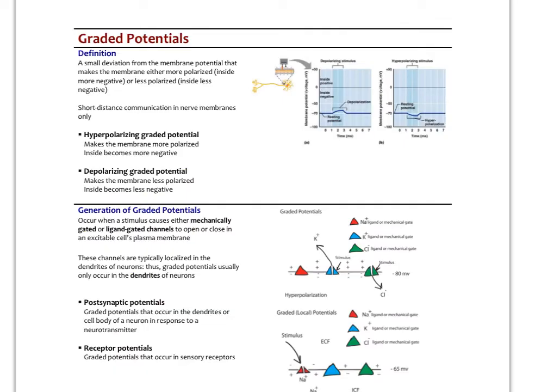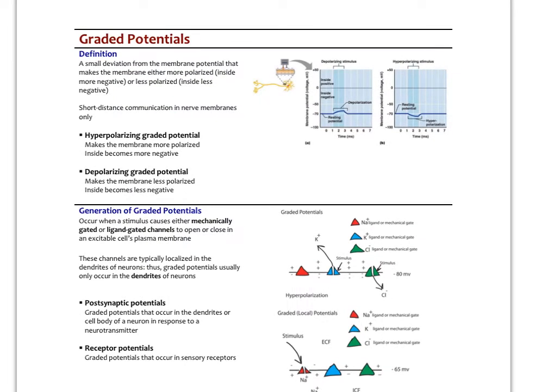Okay, let's look at graded potentials first. A graded potential, by definition, is a small deviation from the resting membrane potential that makes the membrane in this little area either more polarized, which means the inside is more negative, or less polarized, meaning the inside is less negative. So more polarized, or hyperpolarized, the inside of the cell is going to be. If here's the cell membrane, normally we have positive on the outside and negative on the inside.